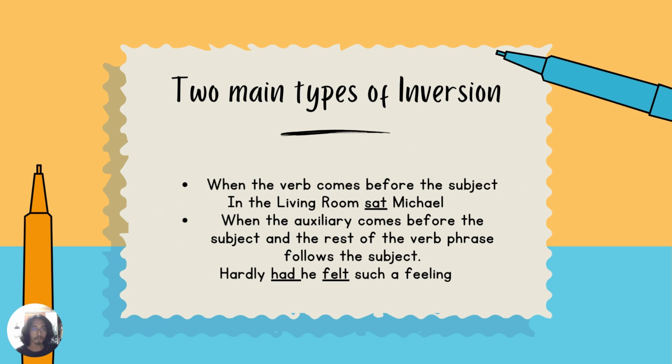So, the second type of inversion is when the auxiliary comes before the subject and the rest of the verb phrase follows the subject. For example, hardly had he felt such a feeling. So the auxiliary verb comes before the verb phrase. The auxiliary had comes before the verb felt such a feeling, and that is the second type of inversion.